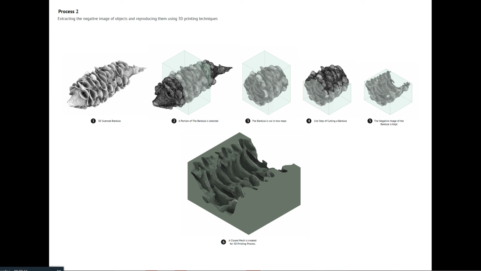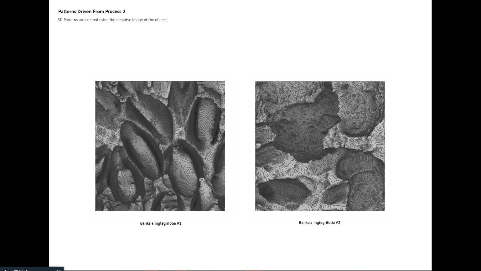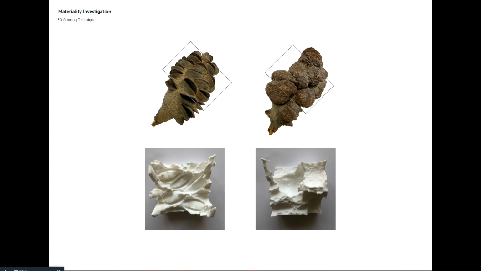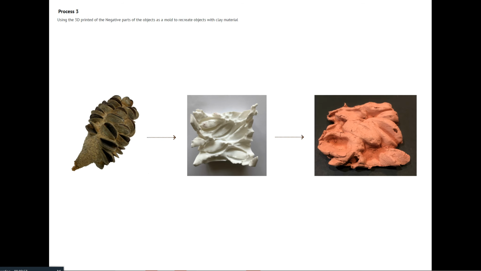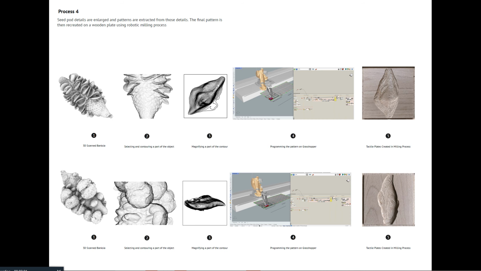Process 2 was extracting the negative image of Banksia and reproducing them using 3D printing techniques. Here are the final patterns of the 3D printing. These are the final results. For the next step, we put clay on top of 3D printed objects as a mold. Process 4 was milling a small part of Banksia.